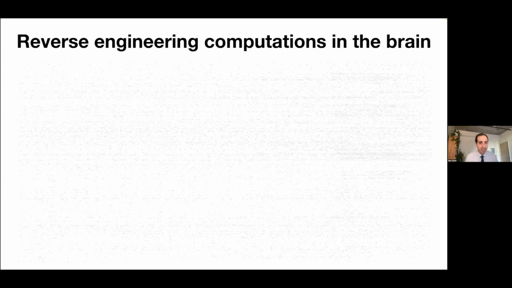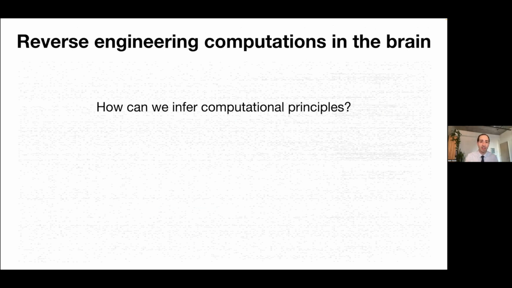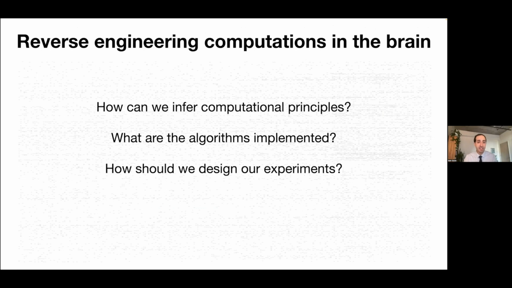So I'm a computational neuroscientist and I develop machine learning tools to reverse engineer computations in the brain. I'm interested in questions like, how can we study neural activity to infer the computational principles underlying our brain's functions? What are the algorithms implemented by specific populations of neurons in the brain? And how should we design our experiments and analyses with hypotheses about computation in mind?